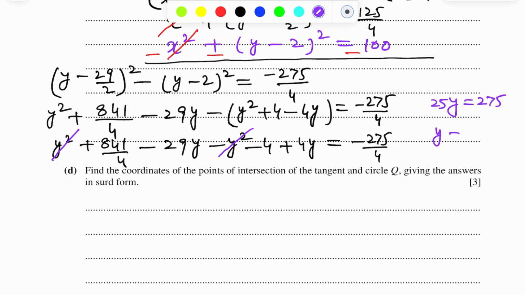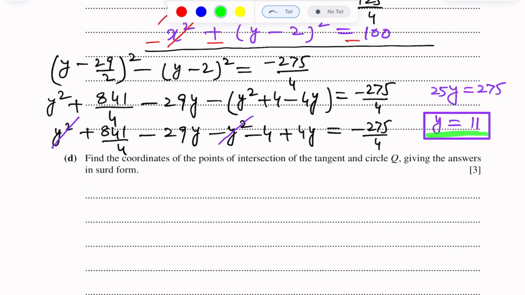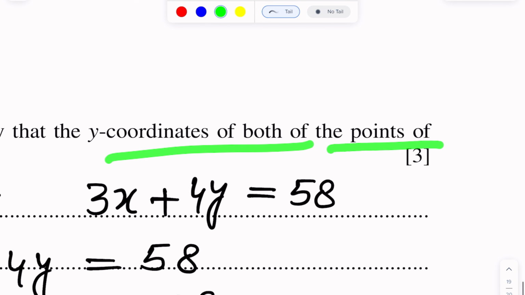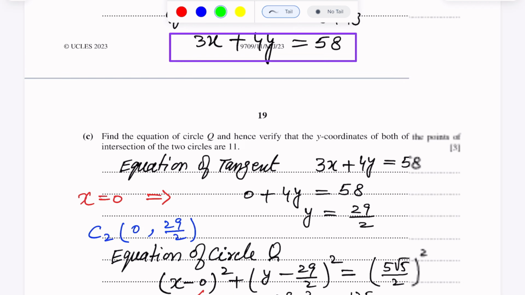From here, y is equal to 11. This is shown. In your rough work, you can simplify these two terms because I have left this step. Finally, we get y is equal to 18. After simplifying these terms, we get this equation. From here, we can find the value of y, that is 11. So, the y coordinate of both the points of intersection of the two circles is 11.